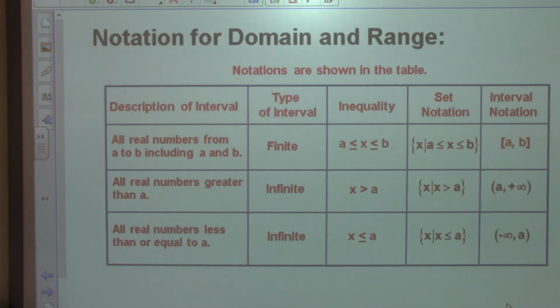And we're going to go over examples. Now, eventually that column on the right, interval notation, is where we're going to direct most of our energy to understanding ways to describe intervals. And if you look at the inequality column versus set notation, it's almost like the inequality notation is just set inside the set notation. You'll see that.